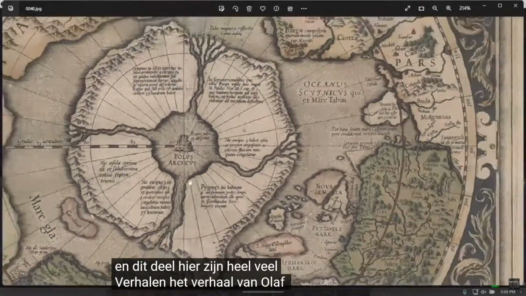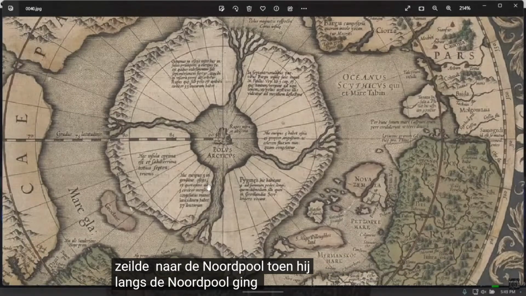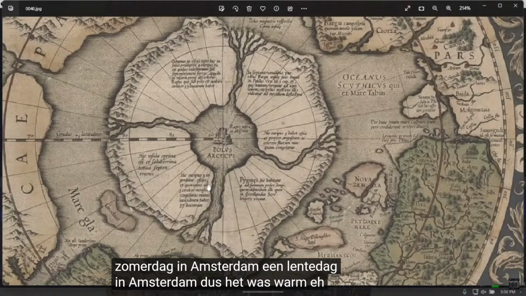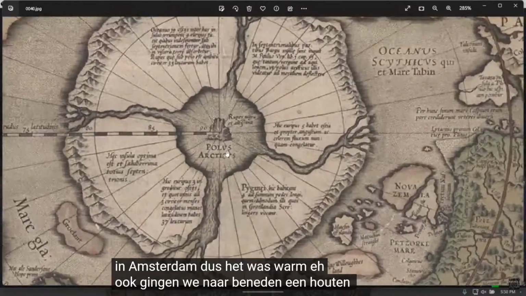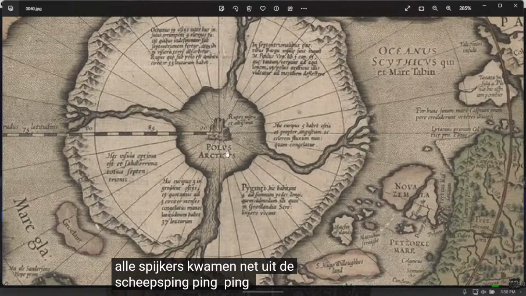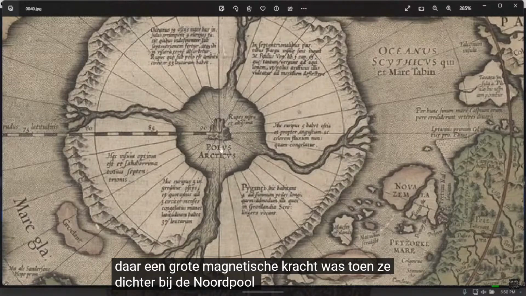And this part up here, there's loads of stories. The story of Olaf Johnson, who sailed to the North Pole. When he went past the North Pole, it was like a summer's day in Amsterdam, a spring day in Amsterdam, so it was warm. Also, he went on a wooden ship and all of the nails just came out of the ship, ping, ping, ping, because there was a great magnetic force there when they got closer to the North Pole.